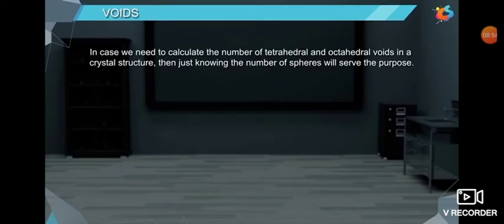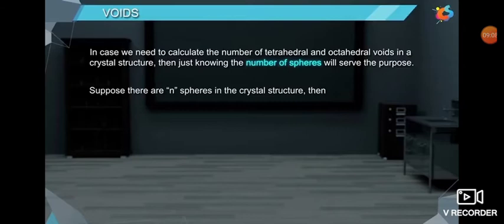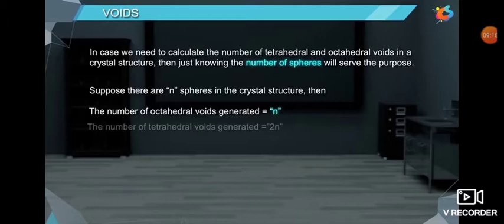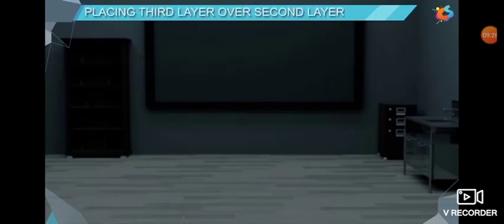When we want to find the number of tetrahedral and octahedral voids in a crystal structure, we just need to know the number of spheres in the crystal. Suppose you have n particles, or n spheres, in a crystal, then you have n octahedral voids, whereas tetrahedral voids will be 2 times that number. That is, the number of tetrahedral voids will be 2n. By knowing this concept, we can find the number of particles in a unit cell and also the formula of the unit cell.